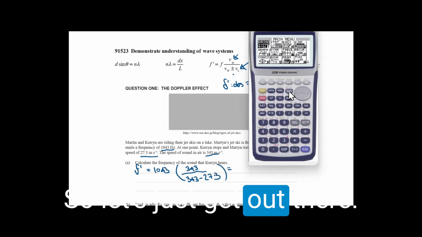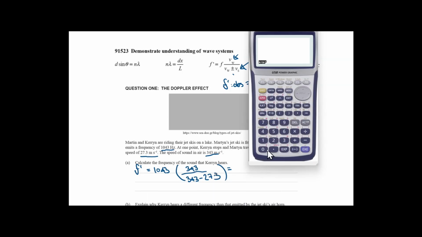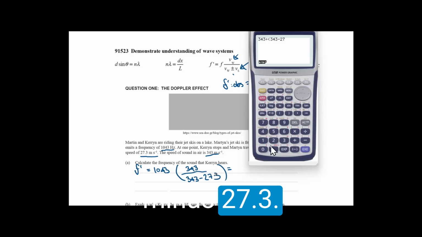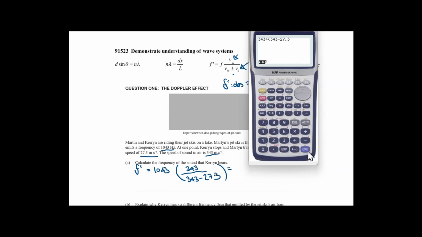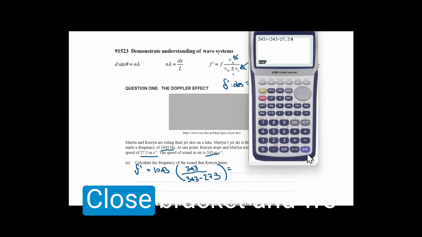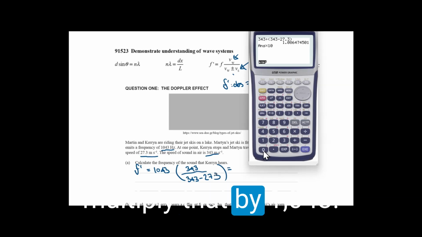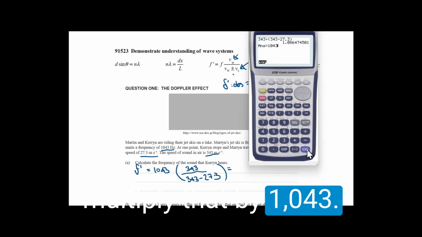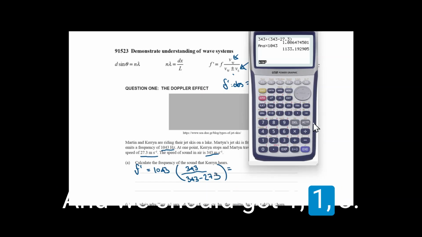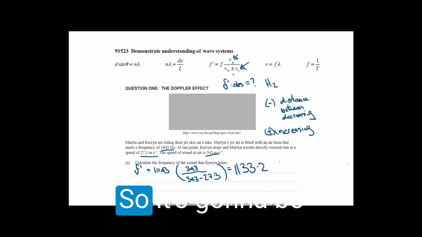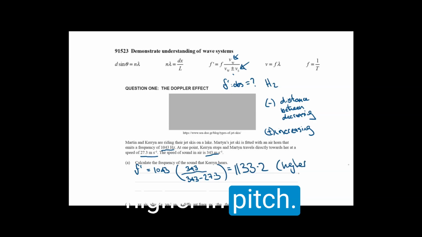So we can use our calculator now to solve it. Let's do the bit in the bracket first. Minus 27.3. Close brackets, and we get that, and we want to multiply that by 1043, and we should get 1133.2. So it's going to be higher in pitch.